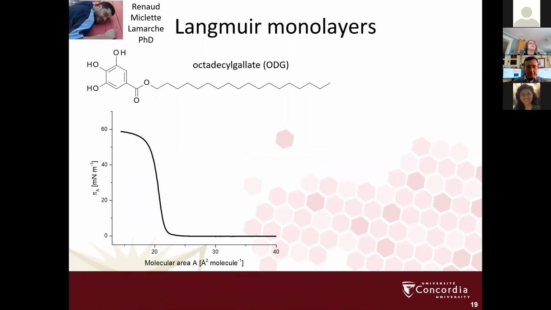More recently, Renaud Miquelette-Lamarche, who is a PhD in my group and has recently graduated and taken up a postdoc position in Calgary, worked with this molecule. So a much simpler version, octadecyl gallate, presents a very straightforward isotherm. We have a gas to condensed phase transition, and then a very steep increase in pressure followed by a film collapse.